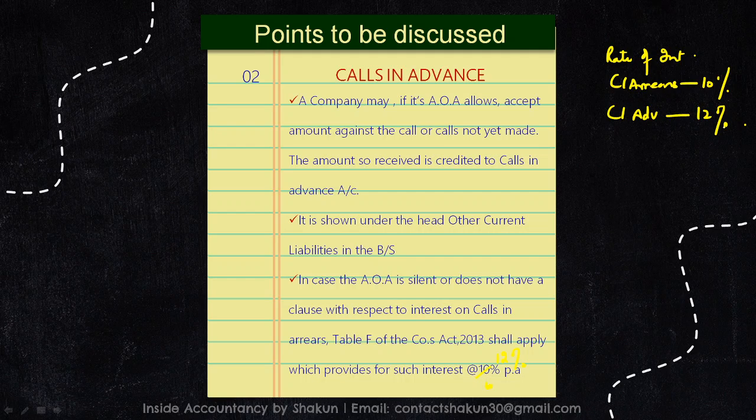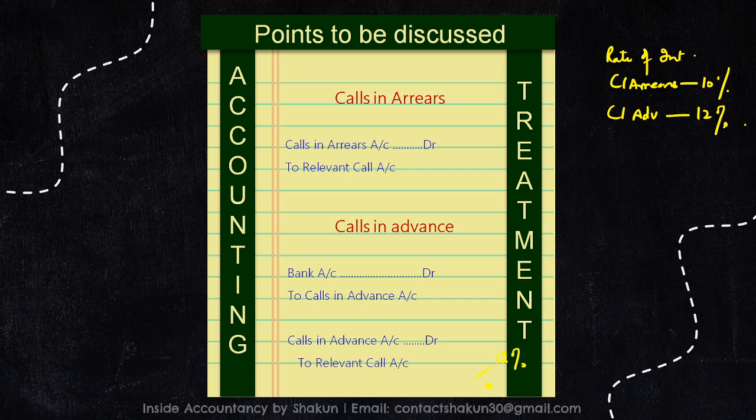So now let's talk about the accounting treatment in case of calls in arrears and calls in advance. Calls in arrears: we are not receiving a certain amount. In the receiving entry of whichever call or allotment, when we are receiving the amount, only then will we come to know whether we have received all the amount or not. So while we are passing the receiving entry for any stage, calls in arrears account is debited, and obviously on the credit side will be the relevant call.